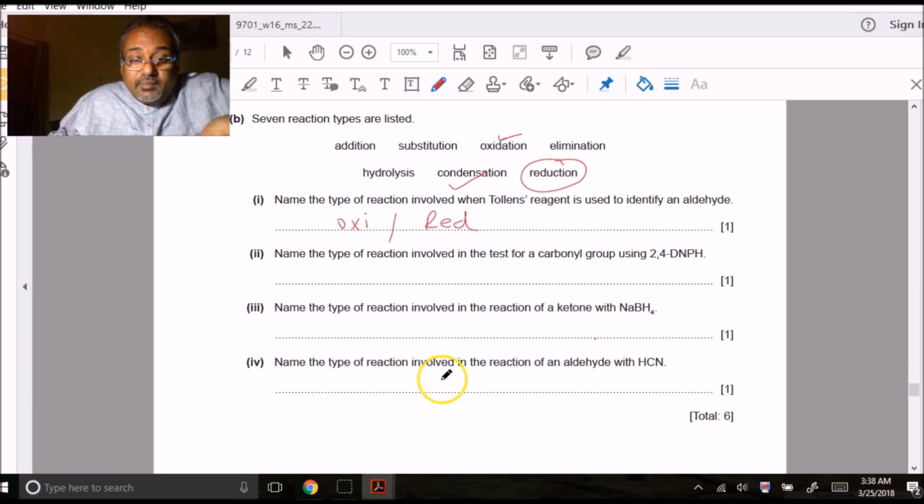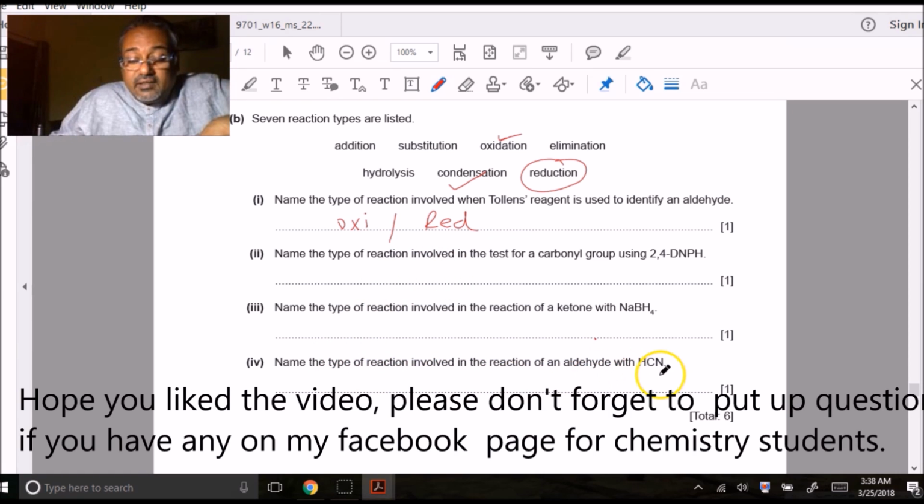Name the type of reaction involving reaction of aldehyde and hydrogen cyanide. This was nucleophilic addition. But then they didn't say nucleophilic addition, they only mentioned addition here, so just addition would be fine. But the correct name is nucleophilic addition there.